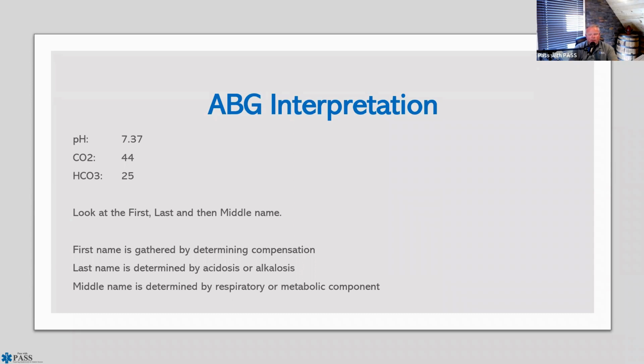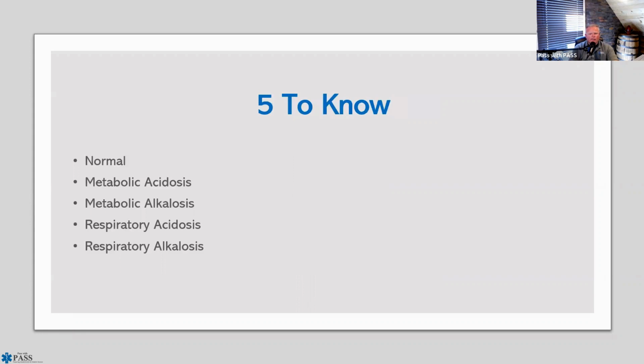The way that we do that, as I said before, look at your last name and determine if that is an acidosis or an alkalosis, and we're doing that simply by the pH. And then we figure out the middle name and we determine that by respiratory or metabolic. Remember, respiratory is through your CO2 and your metabolic is through your bicarb or your HCO3.